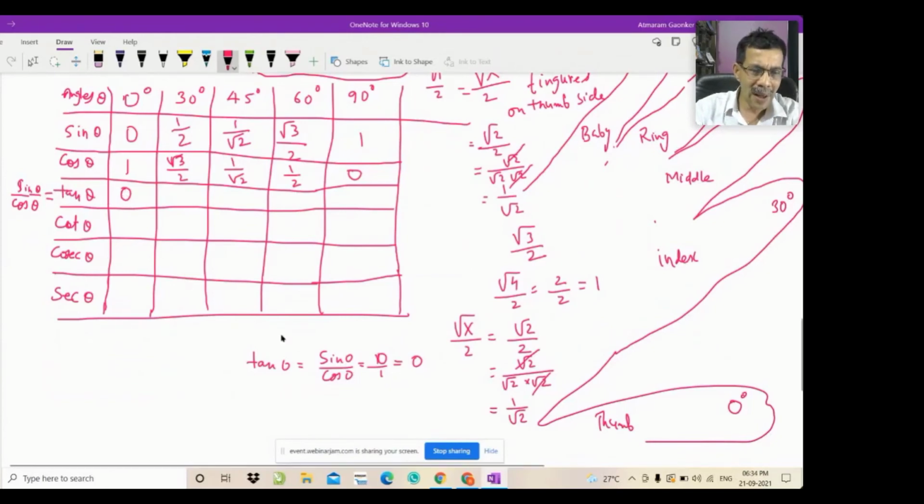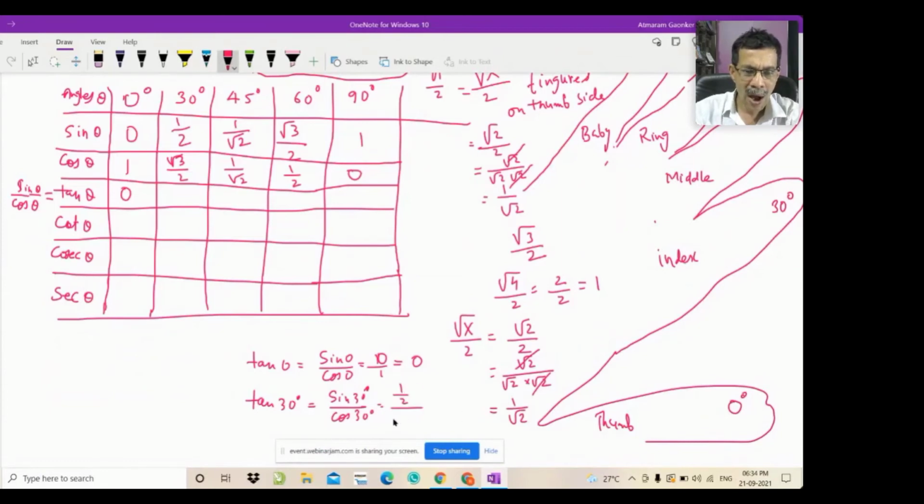Now let us see tan of 30 degrees. So tan of 30 degrees is equal to sine of 30 degrees divided by cos of 30 degrees. And sine of 30 degrees is half, so it's 1 upon 2. And cos of 30 degrees is root 3 upon 2. And these two get cancelled. And this will be 1 upon root 3. So tan of 30 degrees is 1 upon root 3.